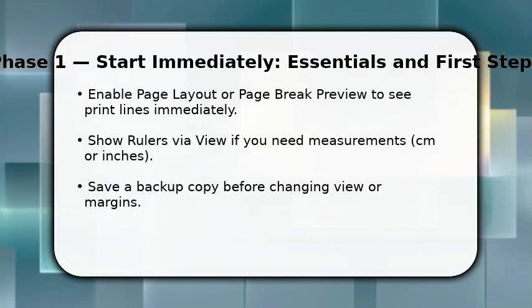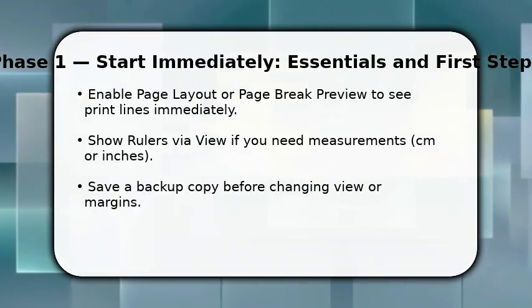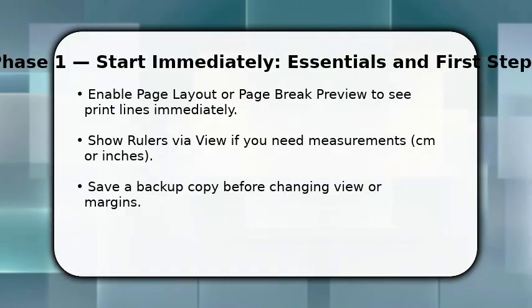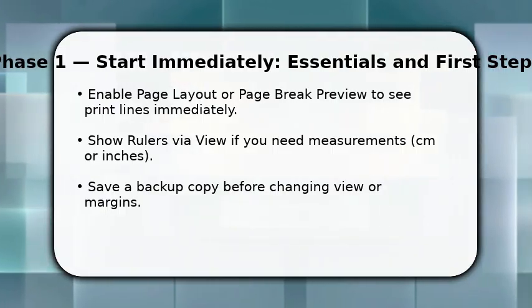Then, show rulers if you want a measure. This helps you decide whether to move content or change scale. It prevents guesswork and extra edits.